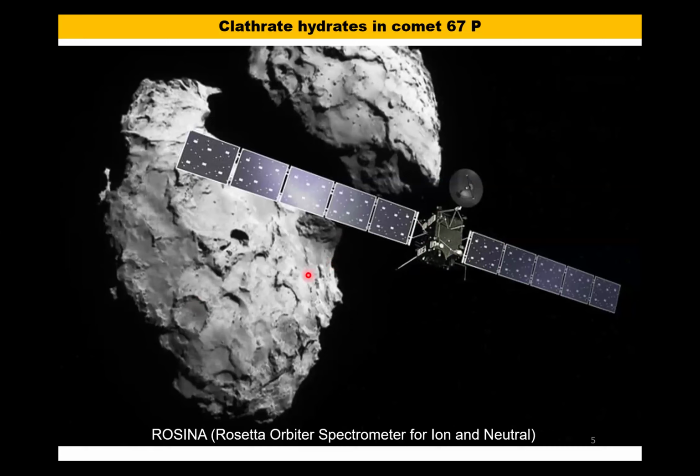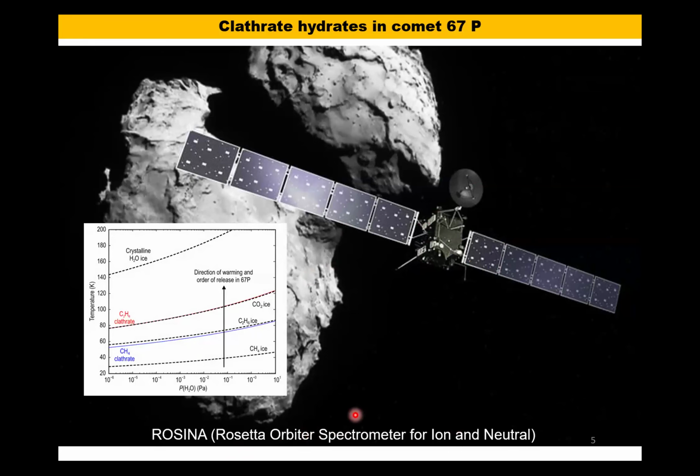When the European Space Agency observed the outgassing pattern with ROSINA, the Rosetta Orbiter Spectrometer for Ion and Neutral Analysis, they saw that the outgassing pattern of the volatiles, methane and ethane, does not match the pure desorption of this molecule. If you look at the pure desorption curve, it is here, CH4 ice, but CH4 clathrate hydrate is here. Like this, you can see it here.